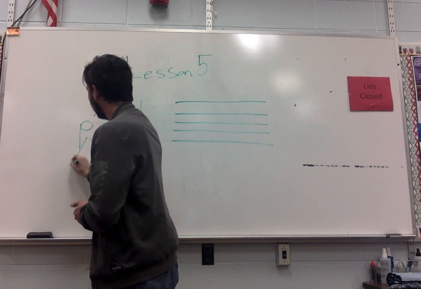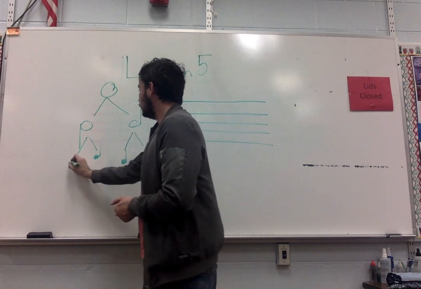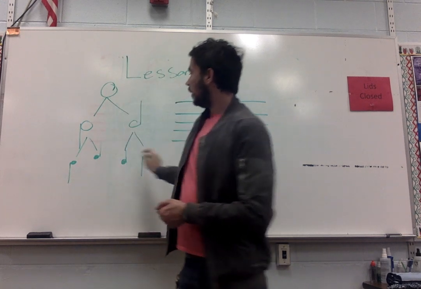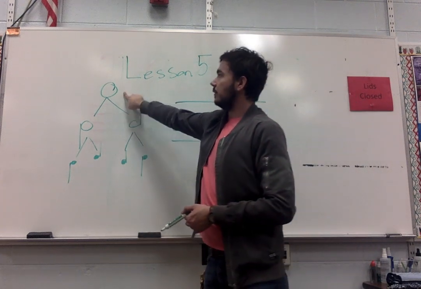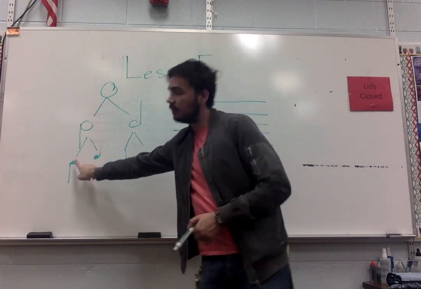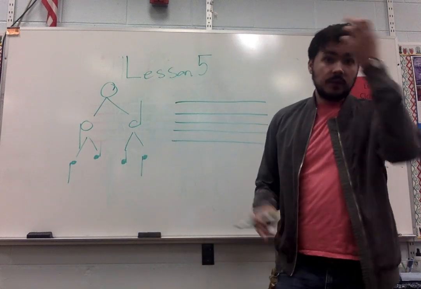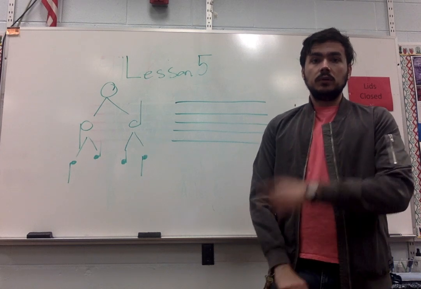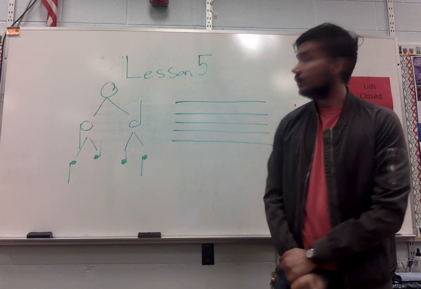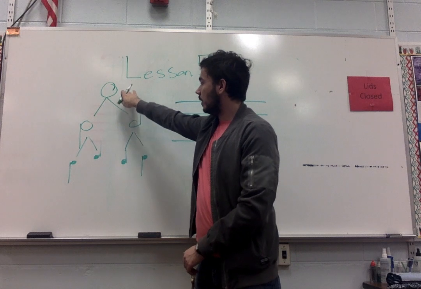quarter note, and how many quarter notes are in a whole note? There are 4. You have a whole note, and then you have 1, 2, 3, 4 quarter notes. I remember that because there are 4 quarters in $1. So if you have $1, you have 4 quarters. So remember there are 4 quarter notes and 1 whole note.